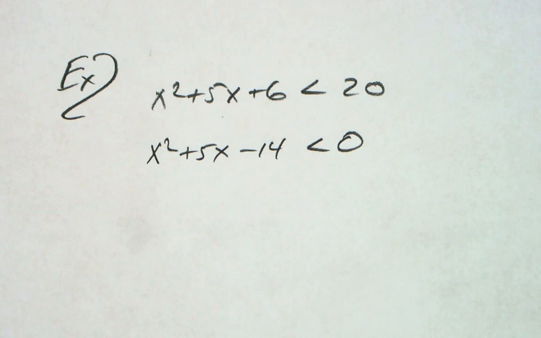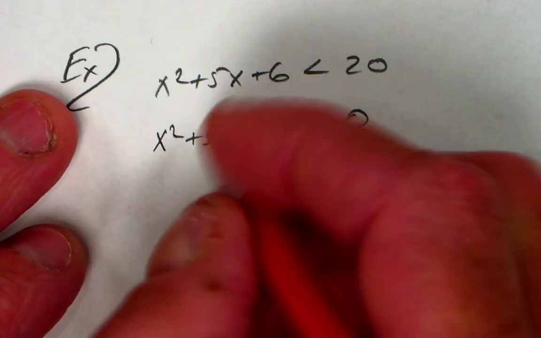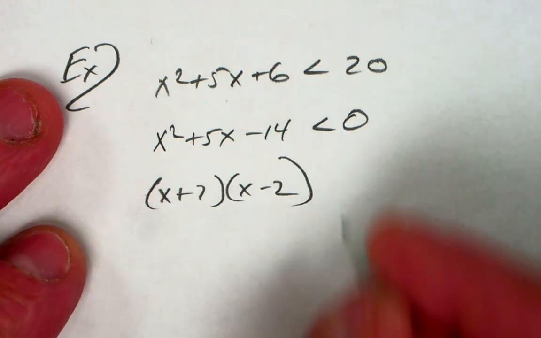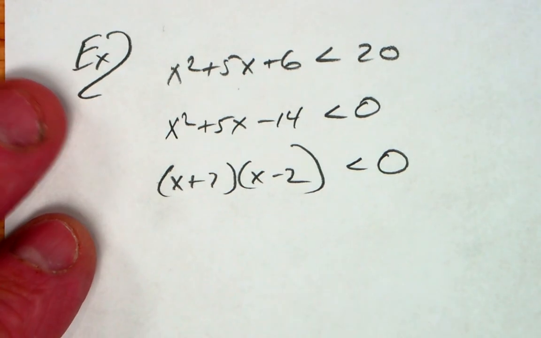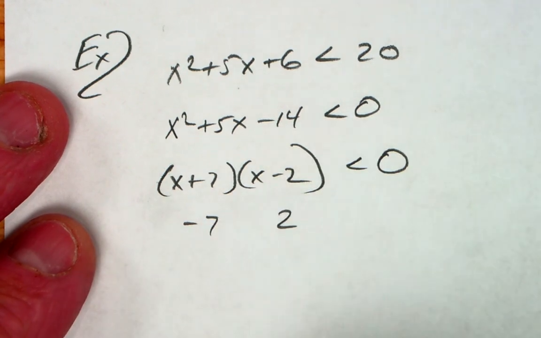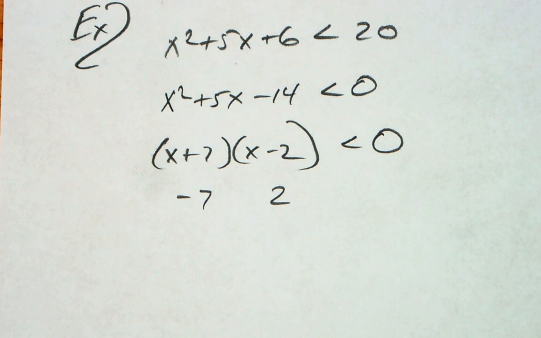Now, what would we do here? Well, here's what we're going to do. We're looking for where it is 0. Because if we can find out where it is 0, we can find out where it might be positive or negative around those values. Okay? So in this case, it's really quite nice to factor: x plus 7 times x minus 2. So we've got these two values where something special is happening: negative 7 and 2.